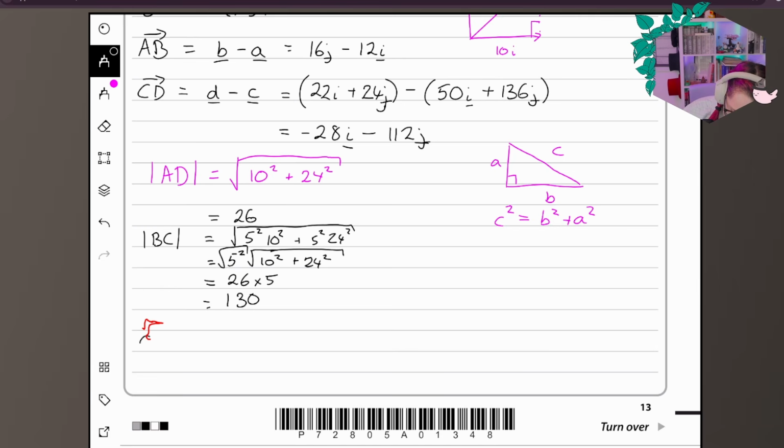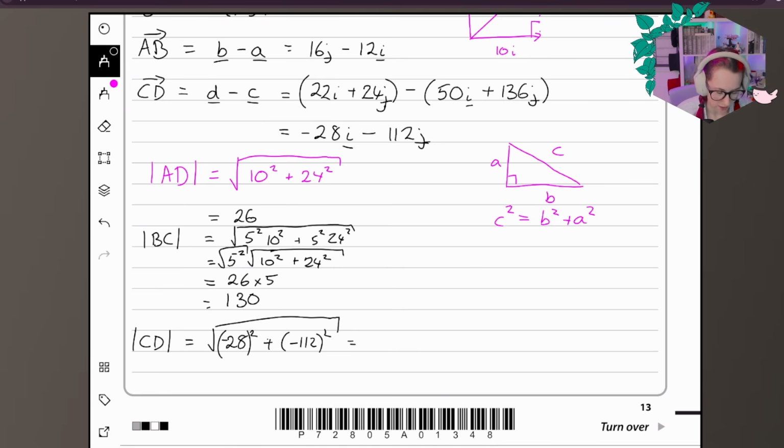Then CD is going to be square root. So even though they're minuses, because we square them, we don't have to worry about them. But technically, it's 28 squared, minus 28 squared plus minus 112 squared. But the squareds do wonderful things and get rid of them. And that gives us a less than nice number, I think. 28 squared plus 112 squared. No, 112 squared. 28 square root 17.